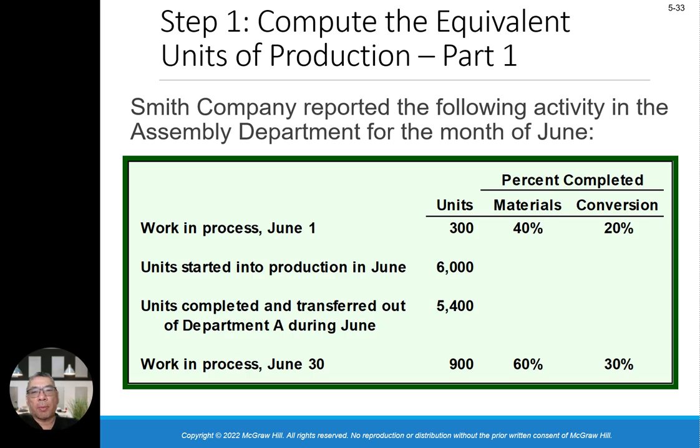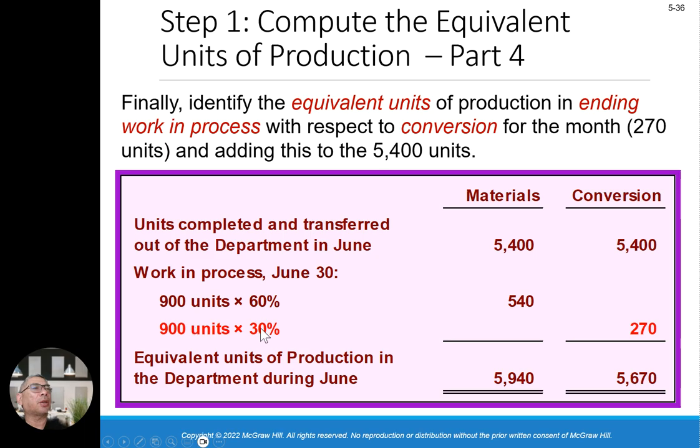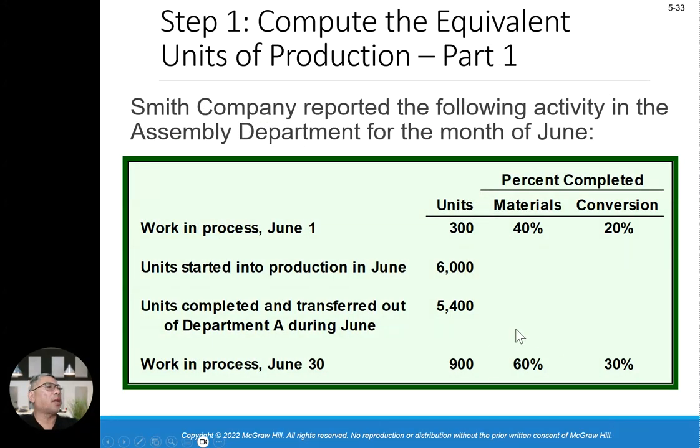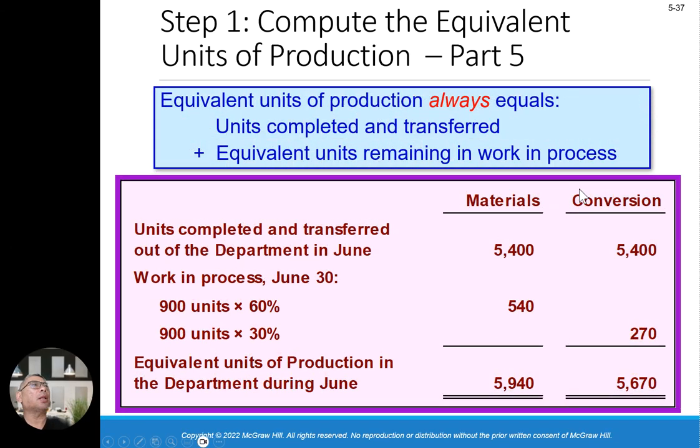All right, let's go back again to the logic to make sure you understand where the 900 is coming from. And then the next one is 900 units times 30%, 270 here, for the conversion. Why did you get 30%? Why is the other one 60%? Again, go back to the logic given to you: 60% materials, conversion is 30%, work in process is 900. That's where you plug in that number from. Okay? And then, once you get the total equivalent production, it equals units completed and transferred plus equivalent units remaining in work in process.